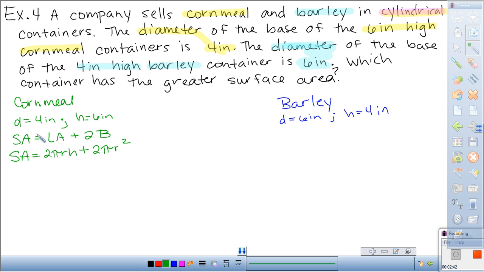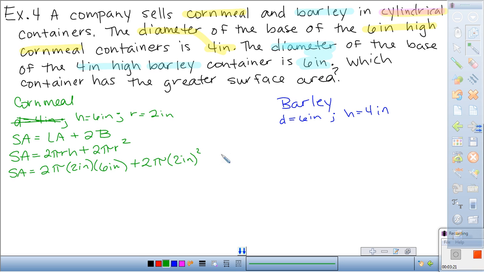And then I'll look and see what information I have. So I have the diameter, but I need the radius. We just talked in the last video about the fact that diameter and radius are related. The radius is half the diameter. So I also know then that my radius is 2 inches, and I don't need my diameter now. So now I can go ahead and plug in my information. Surface area equals 2 times pi times radius, which we found was 2 inches, times the height, which is 6 inches, plus 2 times pi times the radius, which again is 2 inches, squared.